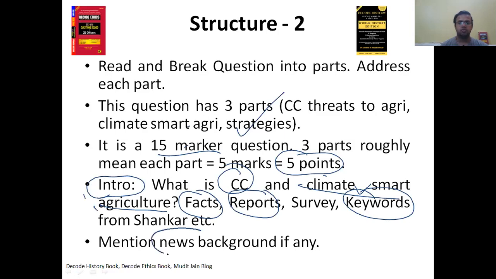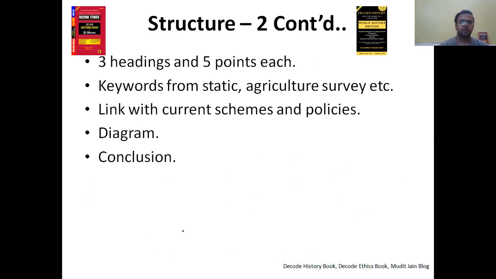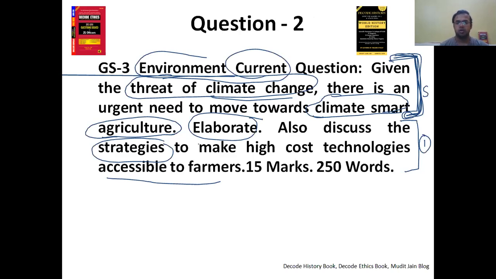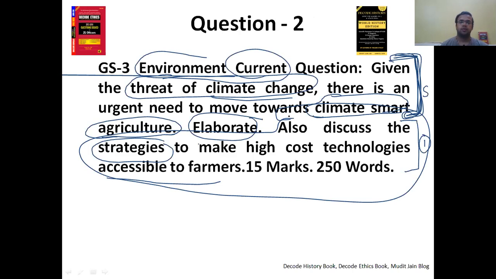And news background, because it is a current affair based question. It's a very simple question to handle. Three headings, 5 points each. Keywords I've told you. Link with current schemes and policies. So when you see a question like this, also discuss the strategies to make high cost technologies available to farmers. You can always write points like government is focusing on doubling the farmer income by 2022.